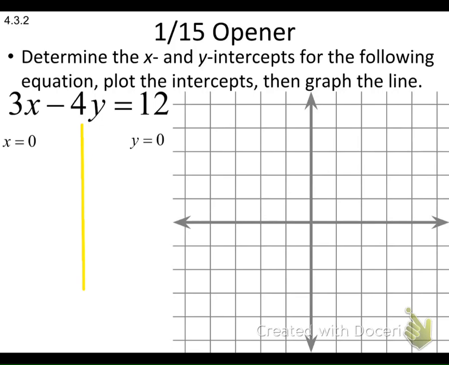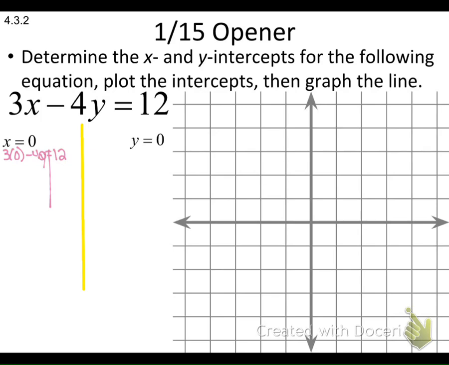0, because it already says it for me. So I'm going to take my equation, 3x minus 4y equals 12, and I'm going to substitute that 0 for that x. So I'm going to take 3 times 0 minus 4y equals 12. Now, because I'm solving for a variable, I'm going to circle my variable. I'm going to draw my line of equality, and I'm going to go ahead and solve.